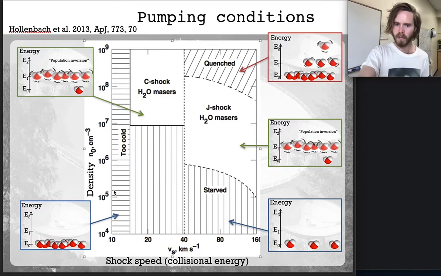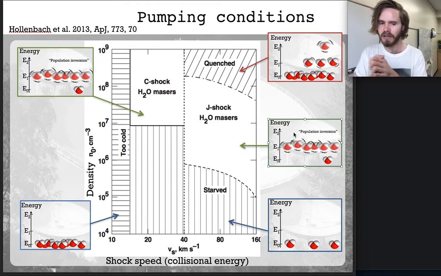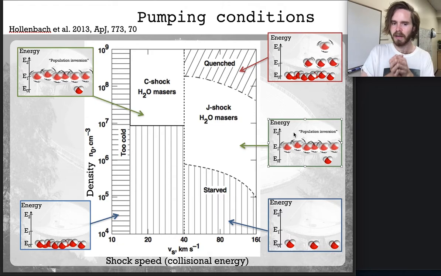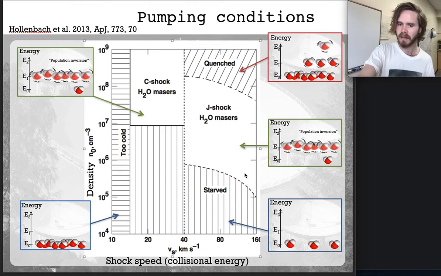Okay, so let's say now we have enough collisional energy, we have enough density, and now let's go to this population inversion on the right, the green one on the right. Again, here we have the right physical conditions to produce the maser emission. As the collisional energy goes up, the necessary number density is a little bit lower. So we can still produce maser emission. Let's say the bottom right part of the J shock H2O maser region, the white stuff here.